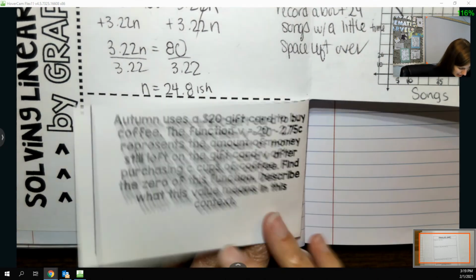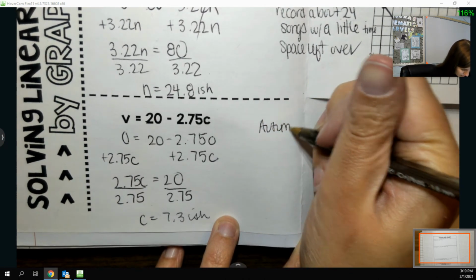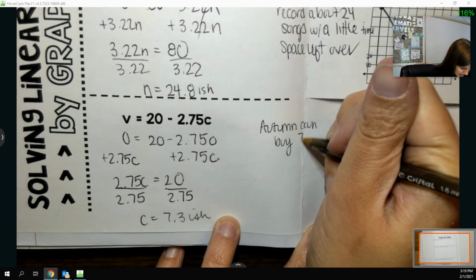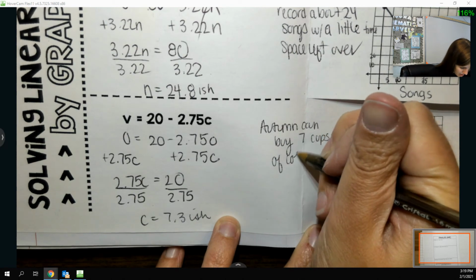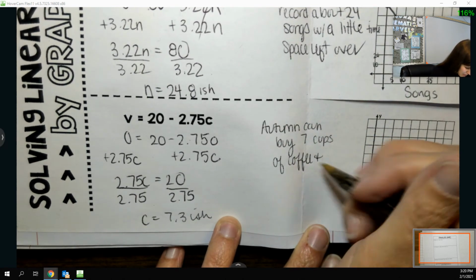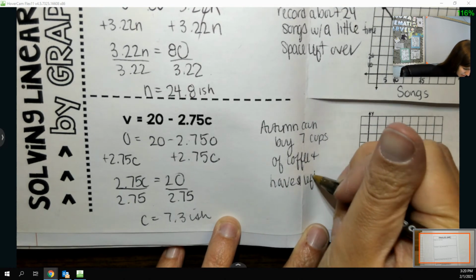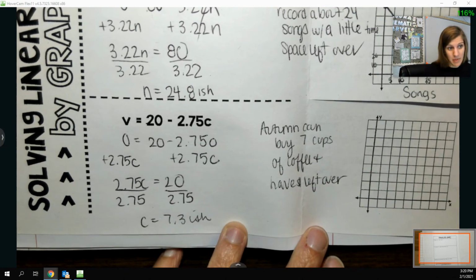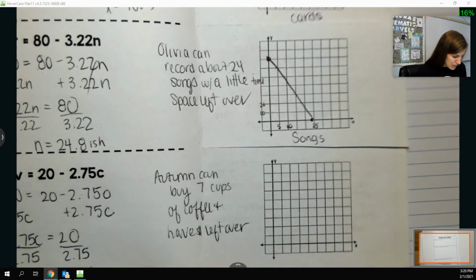So, who dis? Autumn can buy 7 cups of coffee and she'll have some money left over. Which, I mean, you don't really want to leave that on a gift card, so maybe you buy something else that's cheaper, or maybe you have to pay the difference in cash, but either way, for our purposes, that's what we got.